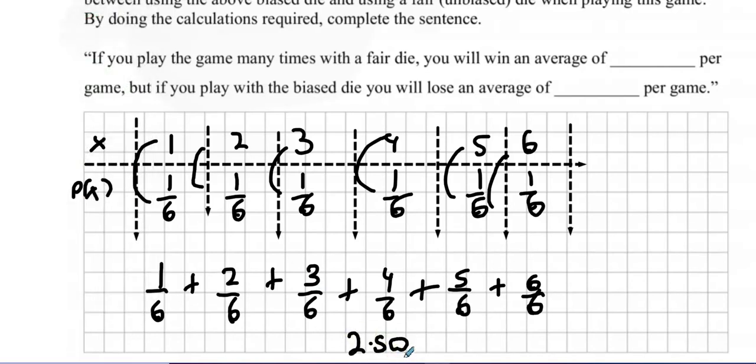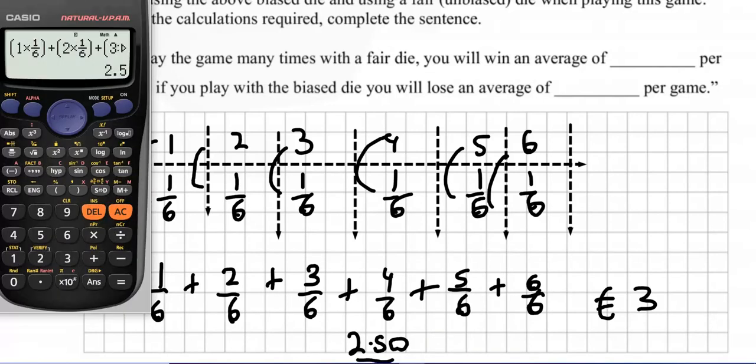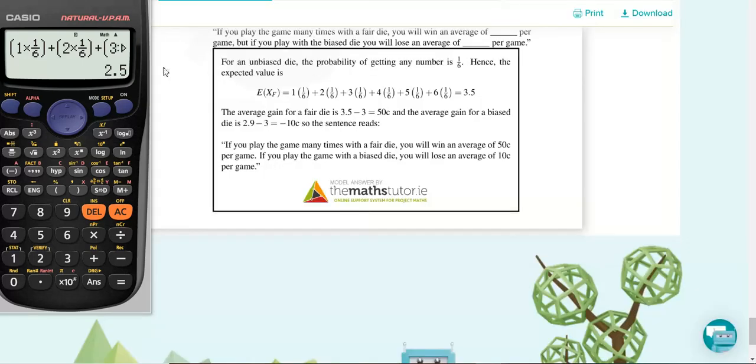Okay, now here's the deal. When you play with a fair dice, you pay €3 to play, and you win on average €2.50. Is that correct? €2.50. I think I made a mistake using the calculator there, lads. Let's just keep having a look through. There's 3 by a 6th. There's 4 by a 6th. There's 5 multiplied by a 6th. See, I used multiply instead of add. Plus 6 by a 6th.